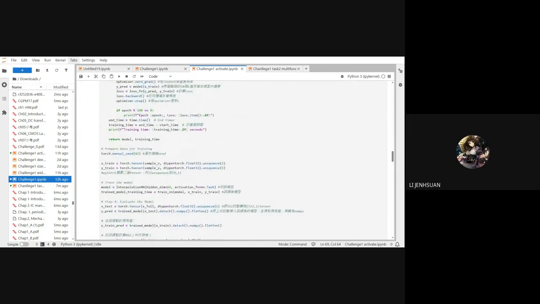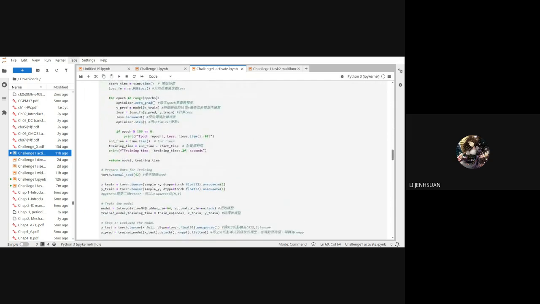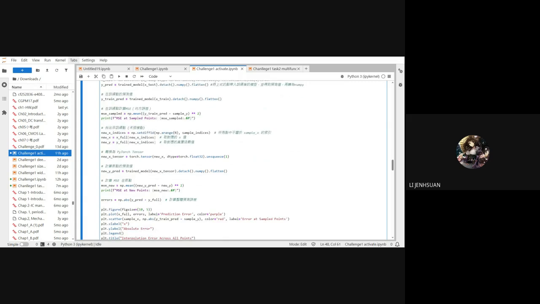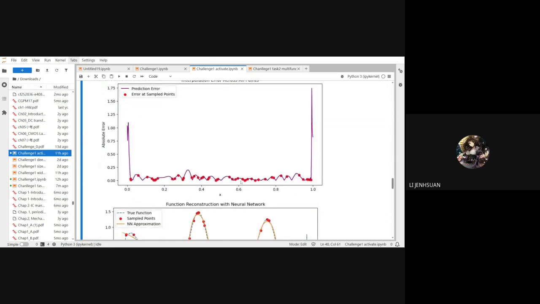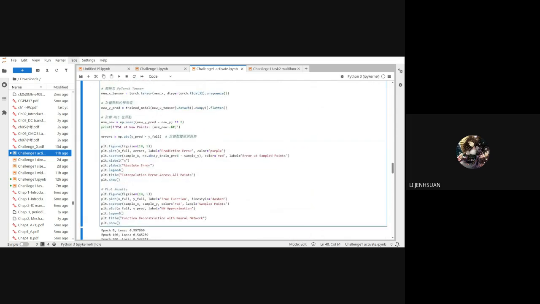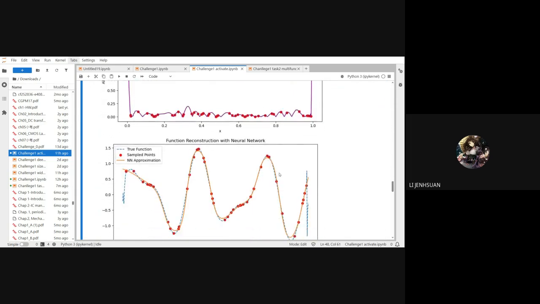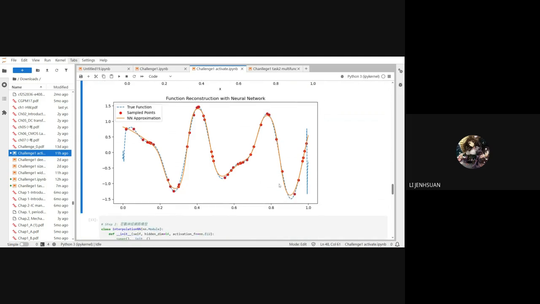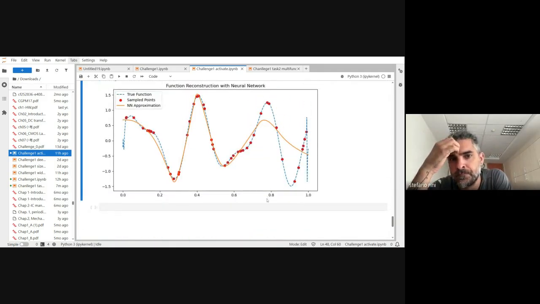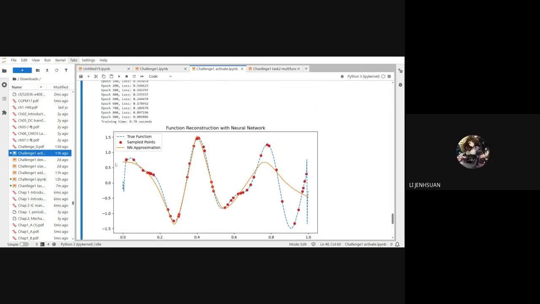And I also use tanh. This part fits the true function pretty well, so I think it's a good activation function. And the later one is another activation function, it's ELU.